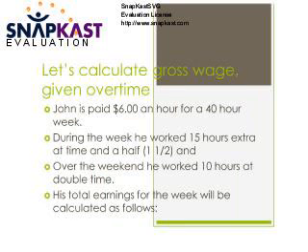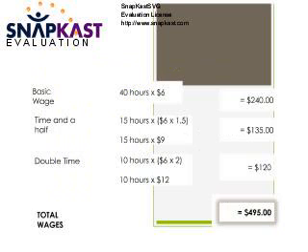Let's look at an example. John is paid $6 an hour for a 40-hour week. During the week, he works 15 hours extra at time and a half, and over the weekend, he works 10 hours at double time. His total earnings for the week will be calculated as follows. Basic wage would be 40 hours by time, which would be $240.